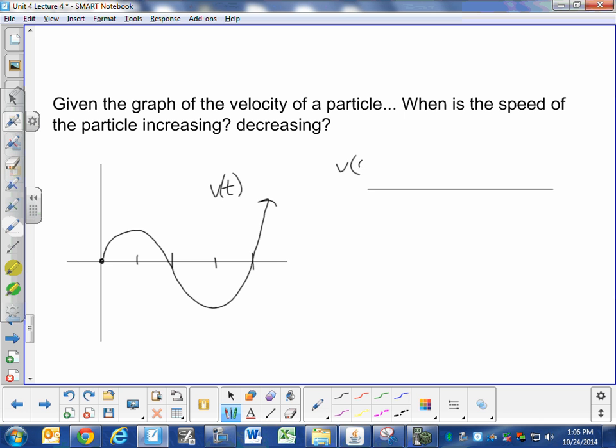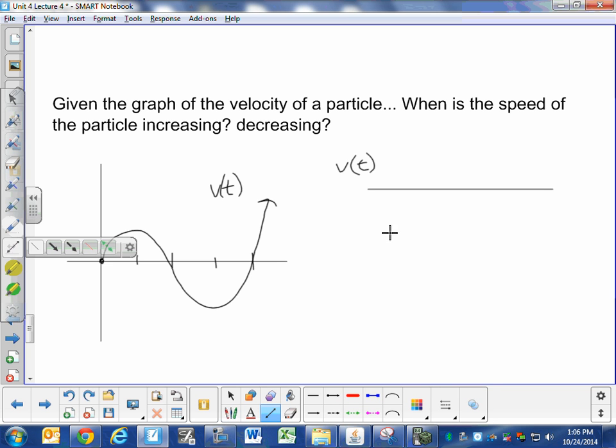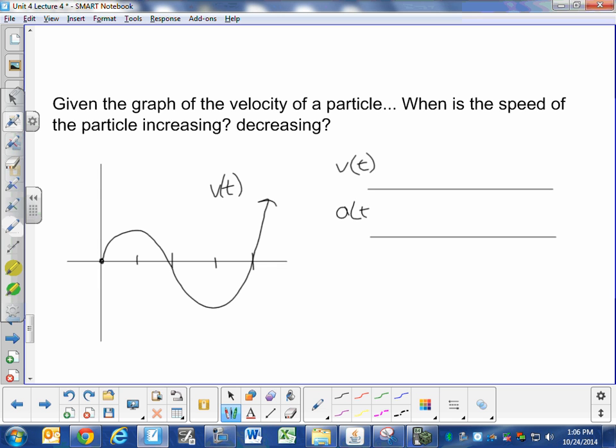We need to examine velocity and acceleration to see when the speed is increasing, which is when the signs are the same. Velocity is positive here, negative here. We're starting at 0, but we have nothing to the left of 0. Velocity is positive until 2. It's negative until 4. Positive after 4.